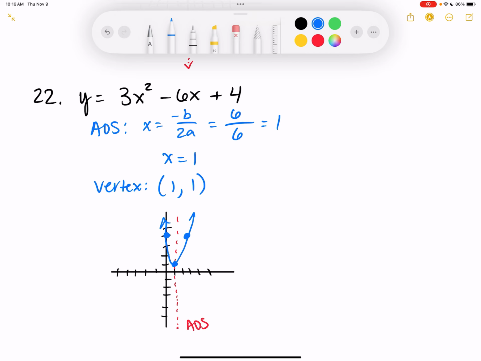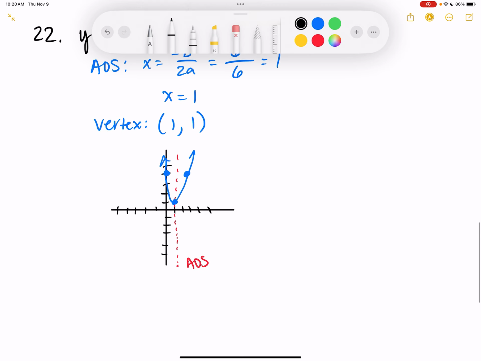Okay, so 24. Now, I'm going to go ahead and warn you, this one's going to end up with fractions in it. If you have fractions, I don't mind you using decimals instead if you prefer that. I usually leave it as fractions because that's just me, but you're welcome to convert them to decimals if you would prefer. So 24, y is equal to negative 2x squared minus 6x plus 3.